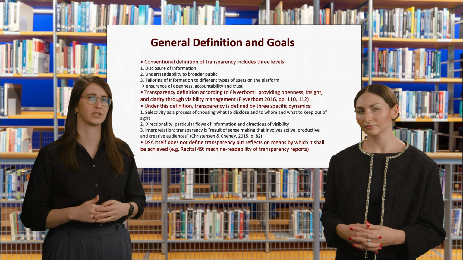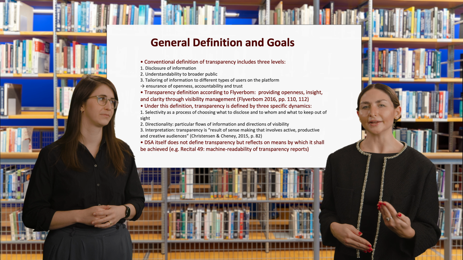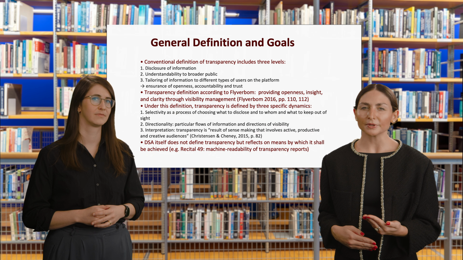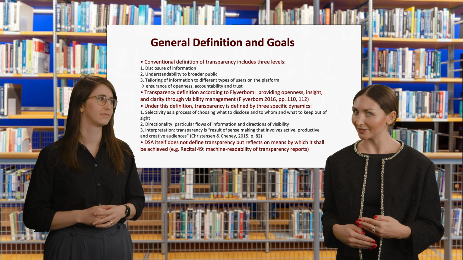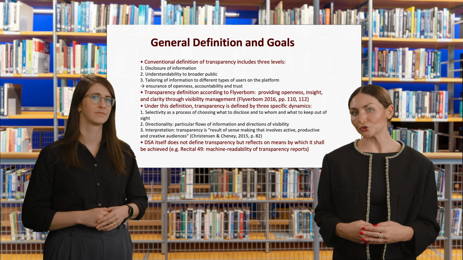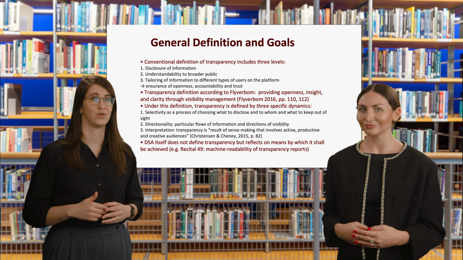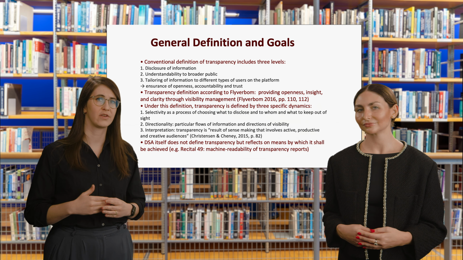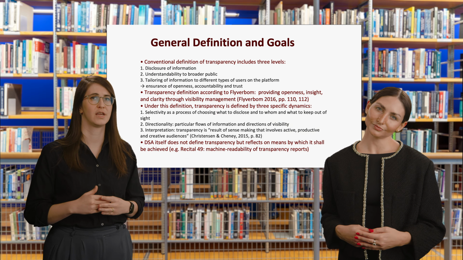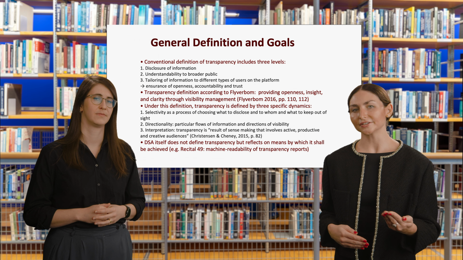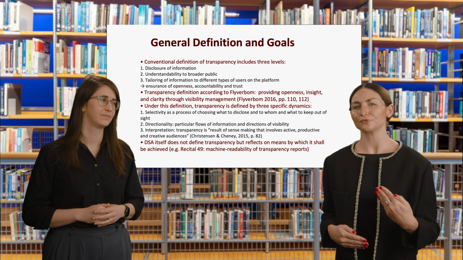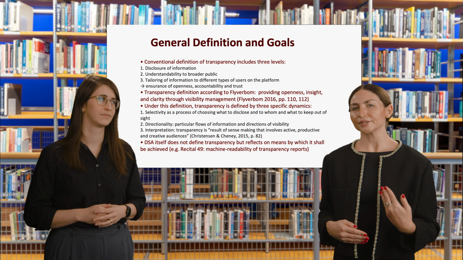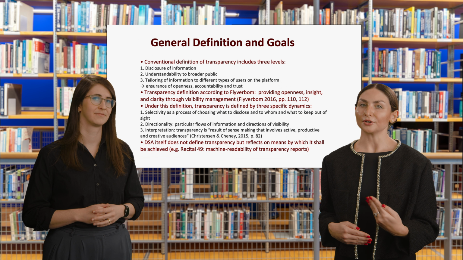oversight and informed participation. A helpful conceptual lens comes from Mikkel Flyverbom, who describes transparency as providing openness, insight, and clarity through visibility management, so that it becomes visible to whom and under what conditions. Under that view, transparency is shaped by three dynamics. First, selectivity. Platforms and regulators continuously choose what to disclose and what to keep out of sight. Second, directionality. Transparency creates particular flows of information, and those flows are rarely neutral. They move from some actors to others in specific directions.